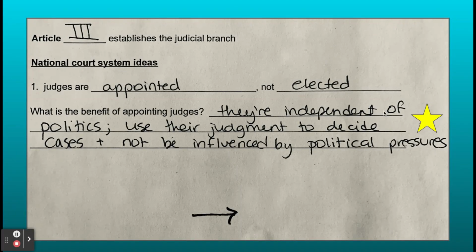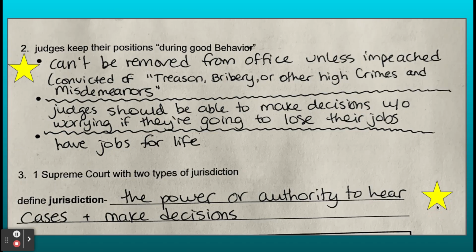The key thing is this down here. What is the benefit of appointing judges? Some people were a little brief in this section, and I'm not sure you fully understand the benefit if you aren't thorough enough in your notes. So the idea is that because they're appointed and not elected, they should be more independent of politics when they're making decisions, because they're not trying to make people happy so they can get reelected. All right. So that's the ideal. So it's important to realize that they're appointed, not elected, and what the benefit of appointing judges is, which is listed right there.